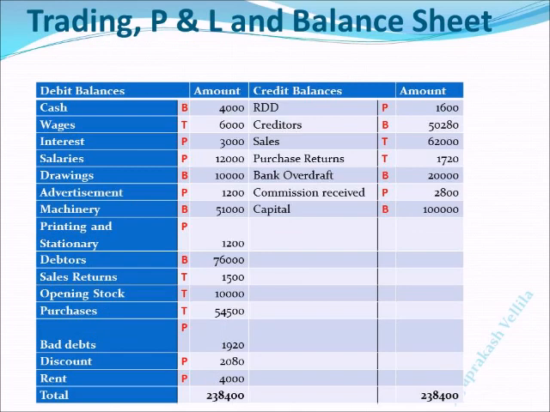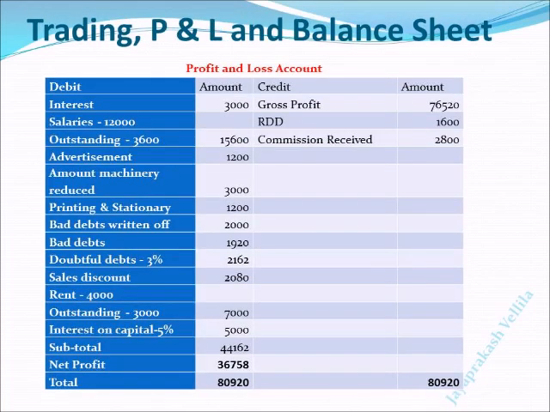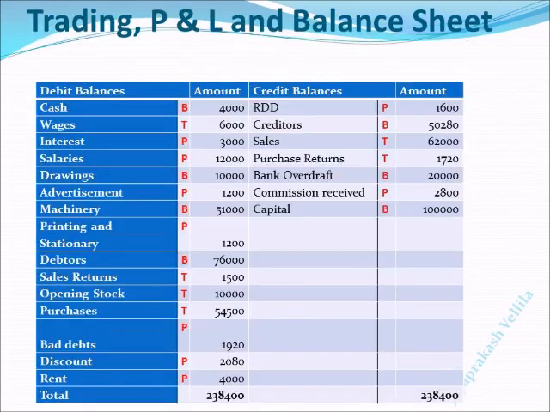Then another item is sales discount. Discount given is 2080. Discount given on the left side is sales discount. It is an expense. So now we have entered all the entries on the debit side. Next we may go to the right side.